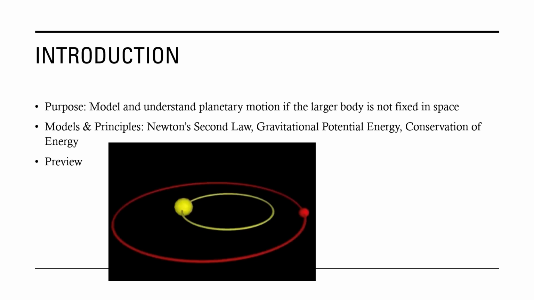The purpose of this lab was to model and understand celestial motion if the larger body isn't fixed in space. We're looking at a bunch of celestial bodies, and the larger object, usually the sun or the black hole, was fixed in space. But I wanted to see what would happen if both of them were moving at the same time.